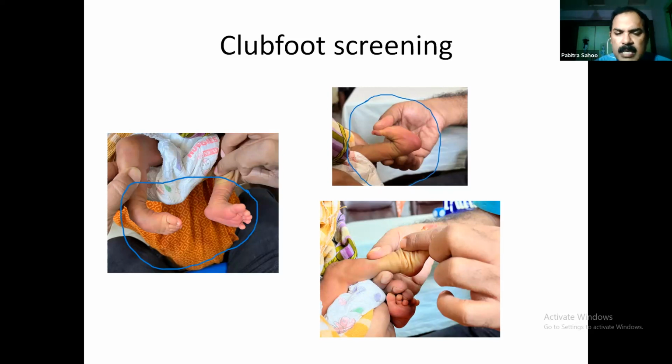This question is also often asked in examinations: how to exclude CTEV in a neonate. The same thing, if you look at this third picture, this is the right side foot. I'm trying to dorsiflex it, but still I'm not able to touch the shin of the tibia to the dorsum of the foot. So this clinical screening clearly differentiates a normal neonatal foot from a clubfoot.